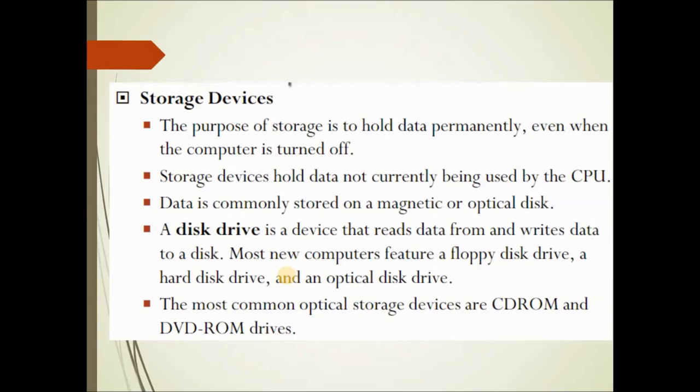Most new computers feature a floppy disk drive, a hard disk drive, and an optical disk drive. Actually, you will get these different types of drives. Floppy is there, which is not used nowadays, and magnetic is there, that is hard disks, and floppy is also magnetic. Then optical: CD, DVD, Blu-ray. The most common optical storage device is CD-ROM or DVD-ROM.